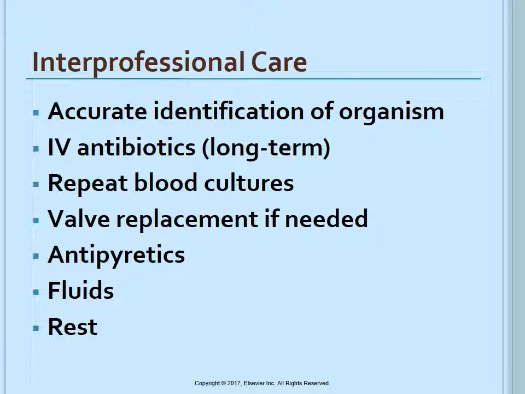Accurate identification of causative organisms is the key to successful treatment of IE. Long-term treatment is necessary to kill dormant bacteria within the valvular vegetations. Complete removal of the organism generally takes weeks to achieve, and relapses are common. Patients are hospitalized for IV antibiotic therapy based on blood cultures.